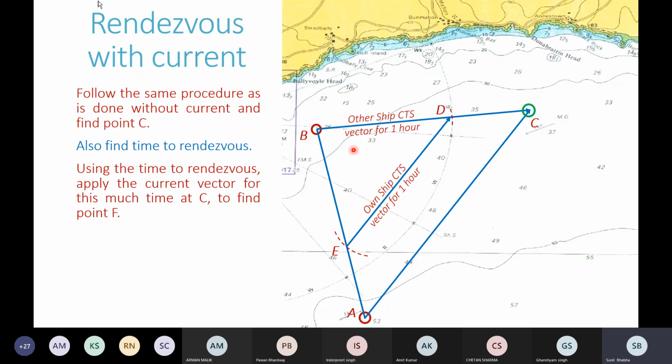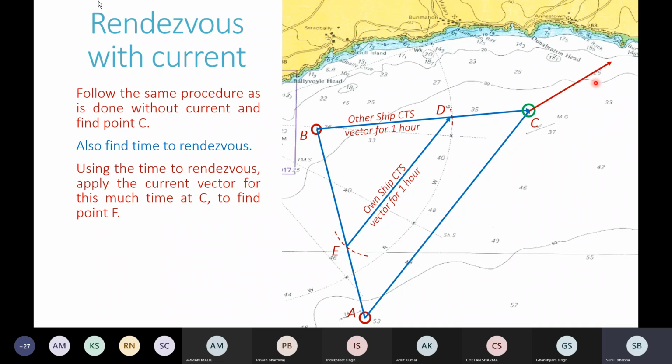Now, once you find out the drift, we apply this current vector to point C. So I'm going to apply the current vector now to point C. The direction of this current vector is the set of the current, which is given in the question. And the length of this vector is the drift of the current in 3 hours, or in the duration which we calculated as time to rendezvous.